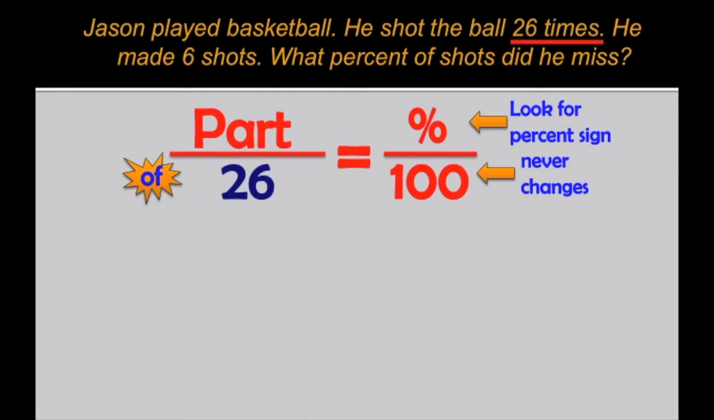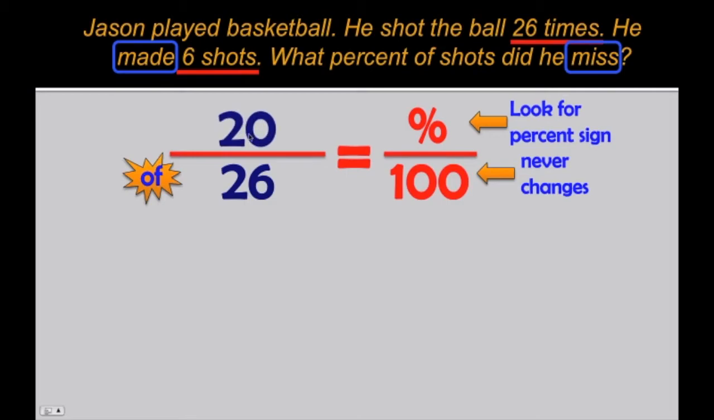Well, what else do we know about Jason? We know that Jason made 6 shots, but the key thing to remember, and this is so important, is that he made 6 shots. But are we looking for the percent of shots he made? No, we're looking for the percent of shots he missed. So think about this. If he made 6 shots and shot the ball 26 times, how many times did he miss? Well, that would be 20 times. And that represents the part because that's the number out of 26 that he actually missed.